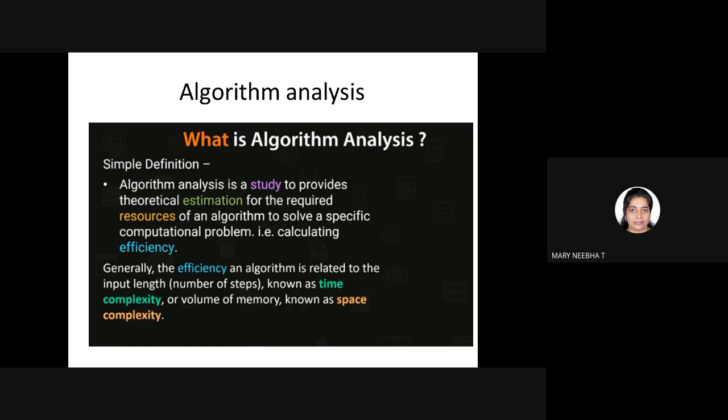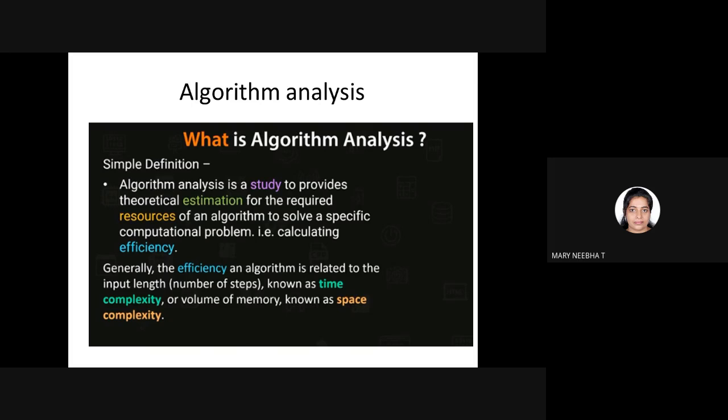So why should we analyze the algorithm? Because if you follow some logic, you can follow different algorithms. If we can follow different methods, then based on that we have to choose the best fit algorithm, or the optimized algorithm, from among them. Okay, so how to find out the optimized algorithm?